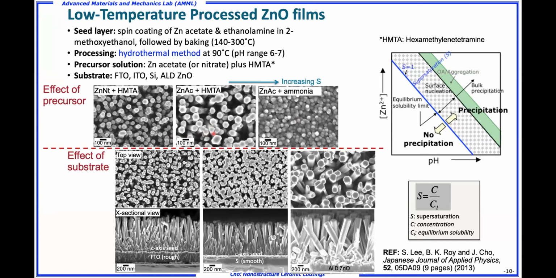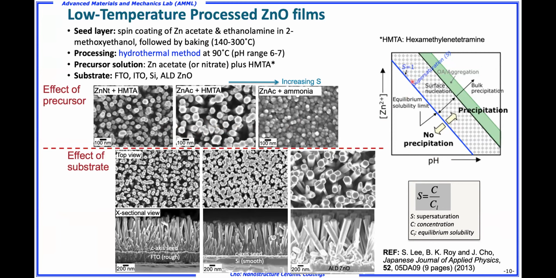So this is a top-down view. In order to understand this effect of precursor and solution condition, we can use this solubility diagram. This is the zinc ion from the precursor solution as a function of pH. By increasing the pH, the solubility of this zinc ion is reduced. At low pH, the solubility is increasing.